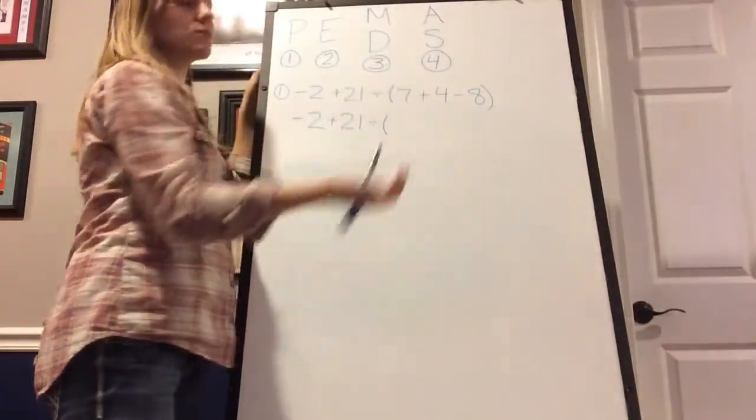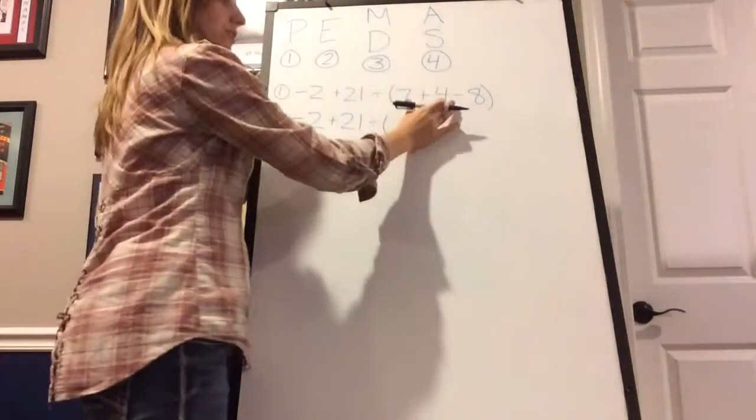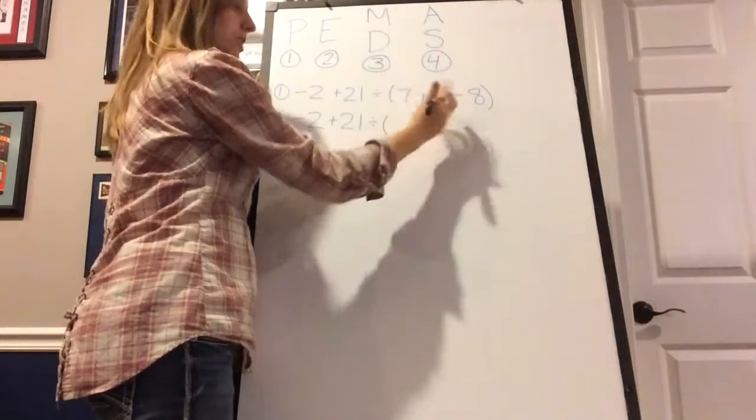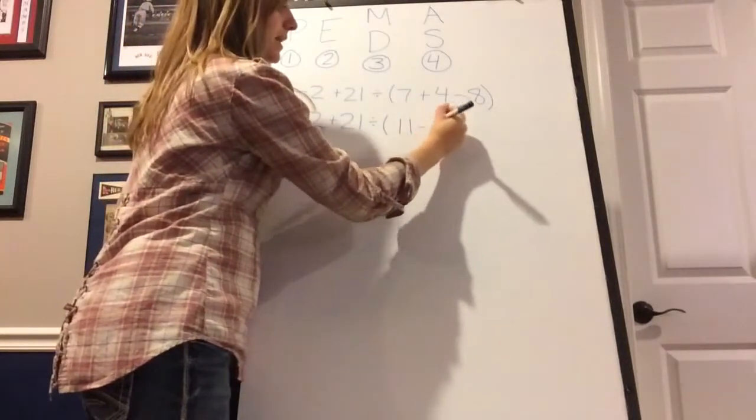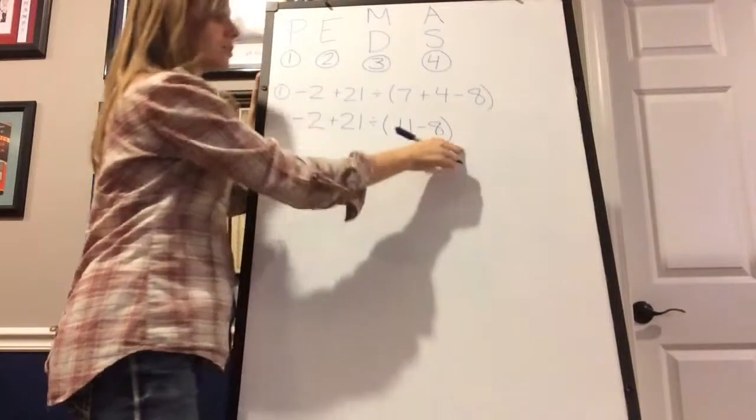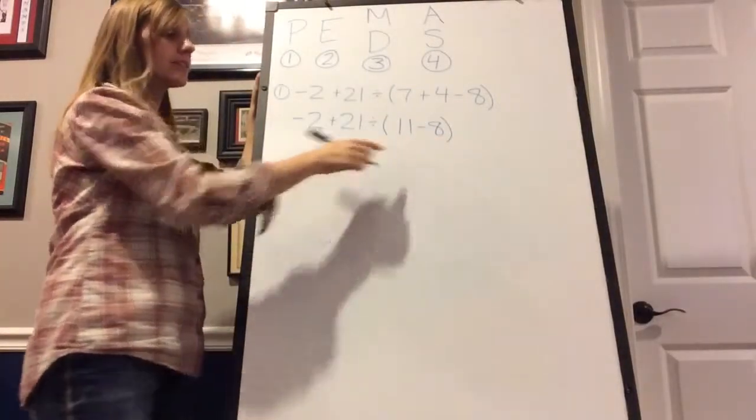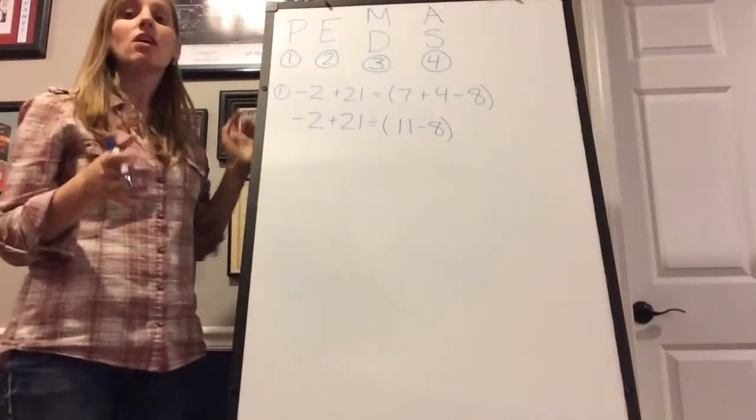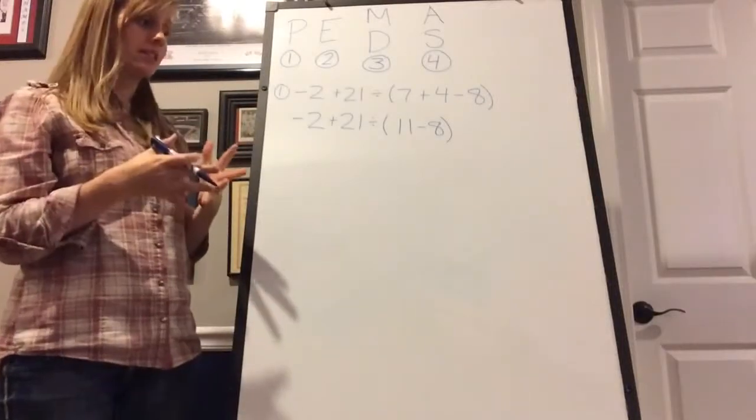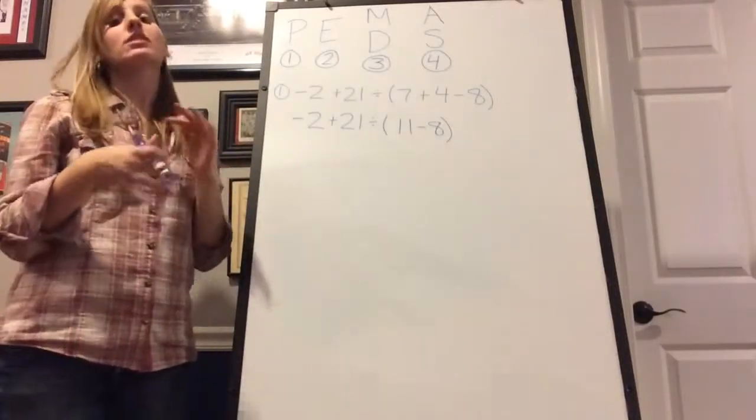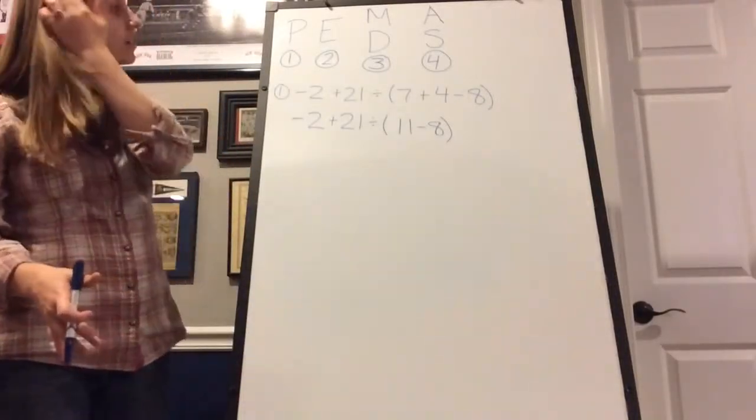7 plus 4 comes first from left to right, so we do the 7 plus 4 first, which is 11. The -8 stays the same. Now you'll notice I left this in parentheses because we haven't done all the operations in the parentheses yet. Once you do all the operations, then you can get rid of the parentheses.